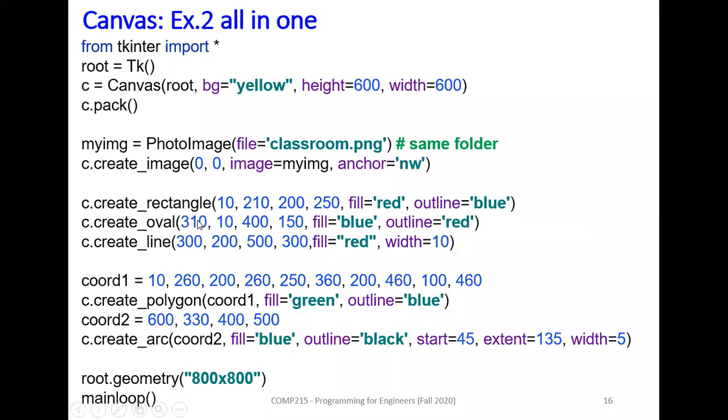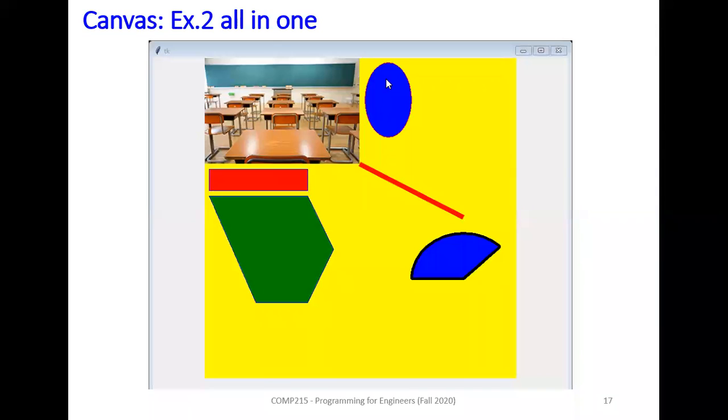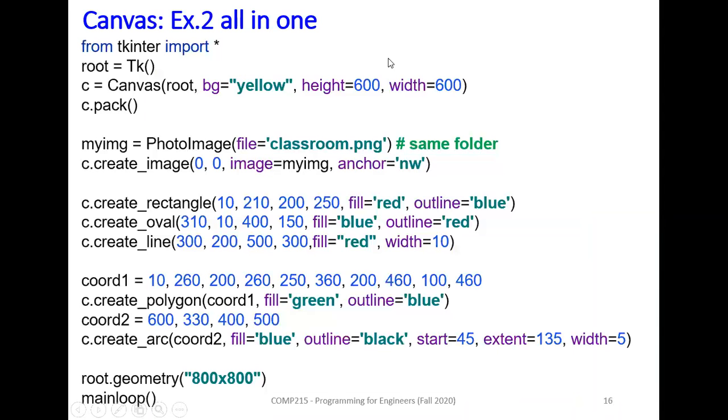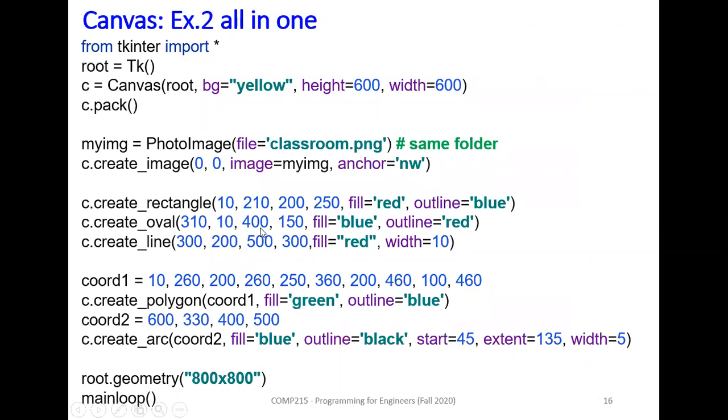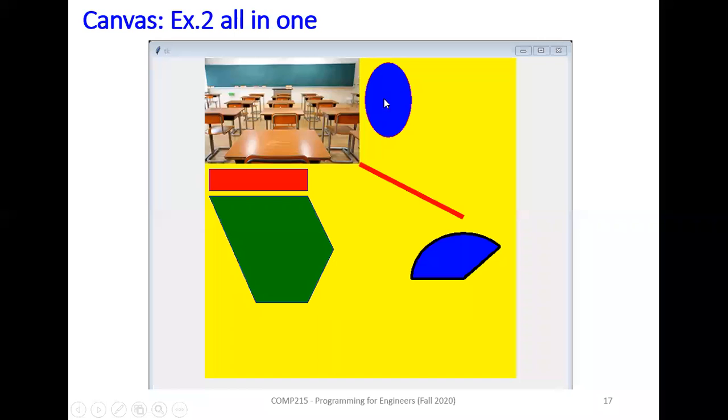Oval, also 310, 10. We start here, 310, 10. Sorry, x is 310, and y only 10, the space here. So this is the first point. The second point will be here: 400, 150. So this point is 400, 150. Here across, this is 310 and this is 400, 150. Okay, so draw the oval. Fill blue, outline red.